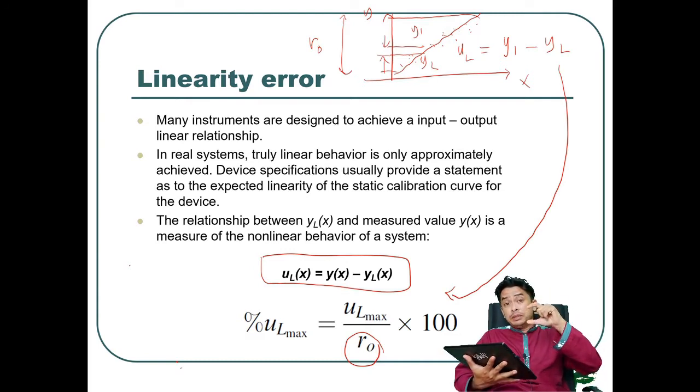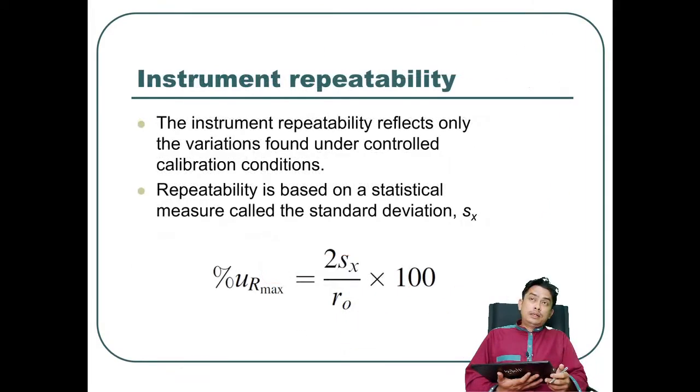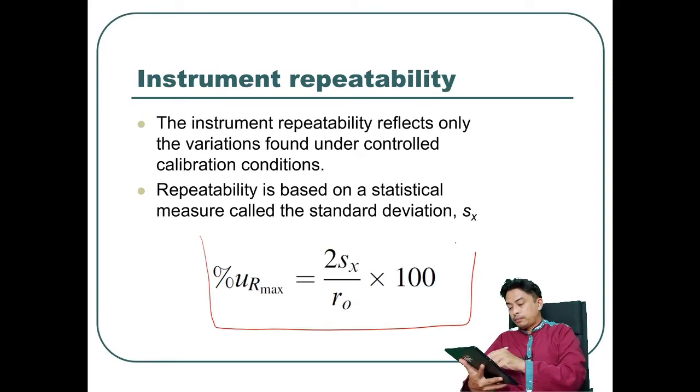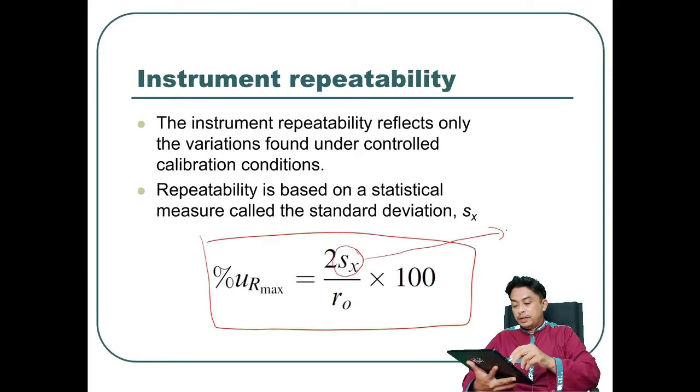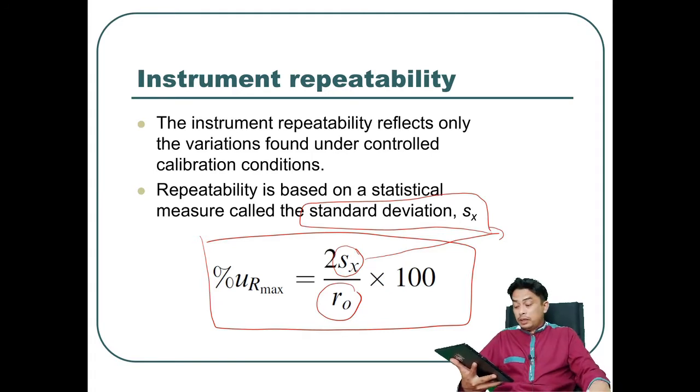If the measurement has a very large scale, and the difference in the error is small, then the relative error will be small. But with the same difference, the same randomization inside the scale, if the range of the scale is small, that will increase the relative error. So how do we calculate the repeatability error? This is the equation. You calculate Sx, which is the standard deviation, times 2, and divide by the full scale output, then times 100. We will look at the standard deviation later, in the final topic in the discussion of measurement.